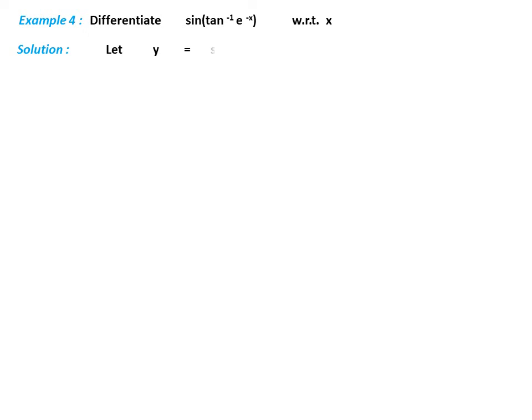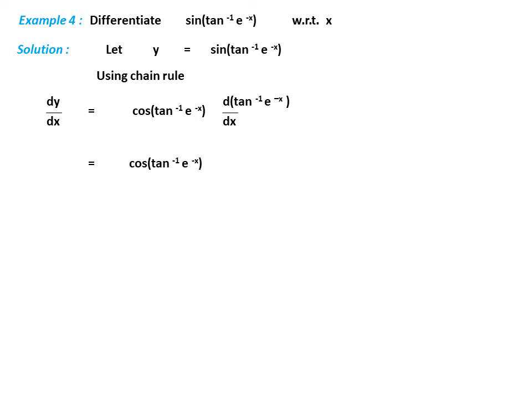So let y equal to sine of tan inverse e power minus x. Using chain rule, first sine becomes cos of tan inverse e power minus x. Then once again you have to differentiate d by dx of tan inverse e power minus x. Therefore this can be written as cos of tan inverse e power minus x, then differentiation of tan inverse x is 1 by 1 plus e power minus x whole square, then into differentiation of e power minus x. So 3 times you have to use chain rule actually.